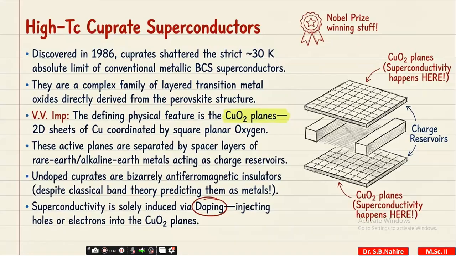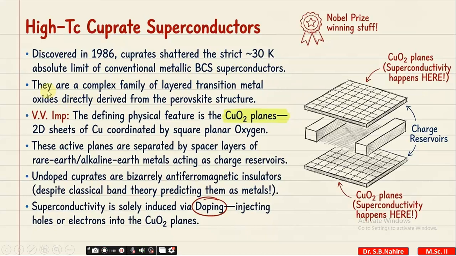Now let us begin a very important topic, high-temperature cuprate superconductors. First point. These materials were discovered in 1986, and this discovery was very significant because cuprates broke the strict limit of around 30 Kelvin, which was considered the maximum temperature for conventional BCS superconductors.